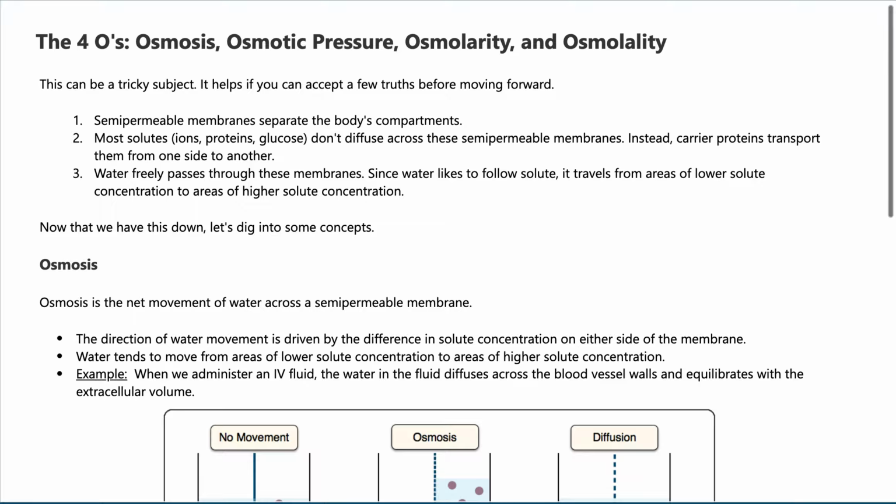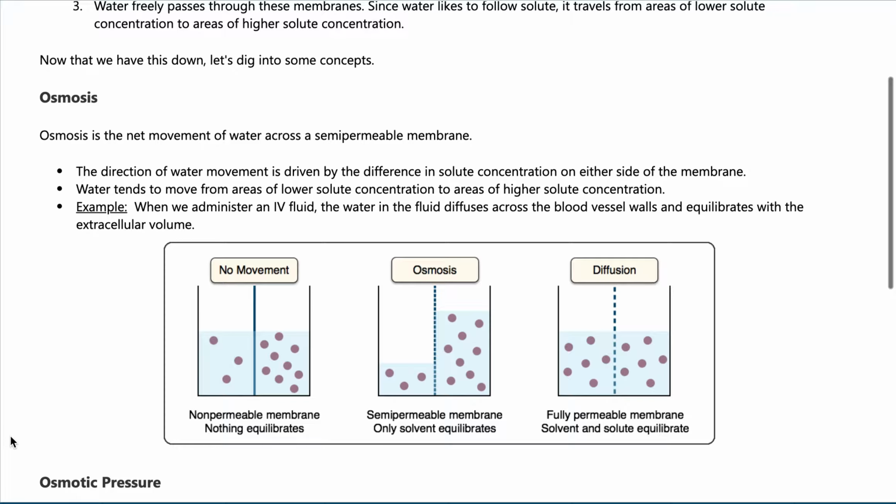So you need to know that semi-permeable membranes separate the body's compartments. Most solutes, meaning ions, proteins, and glucose, don't diffuse across these semi-permeable membranes. Instead, carrier proteins transport them from one side to the other. And lastly, you need to remember that water freely passes through these membranes. Since water likes to follow solute, it travels from areas of low solute concentration to areas of high solute concentration. Now that we have that down, let's dig into some concepts.